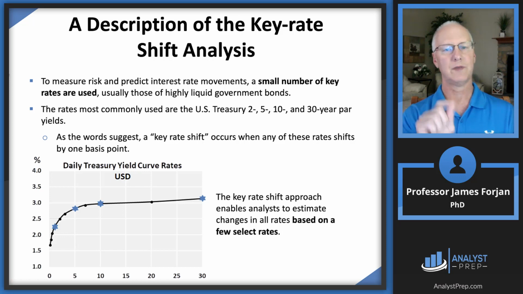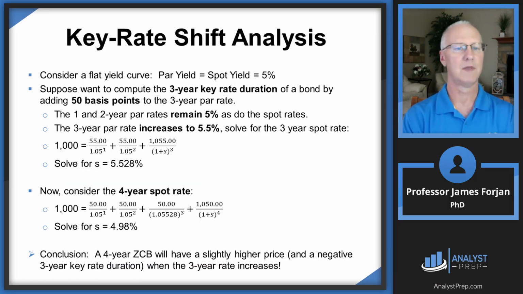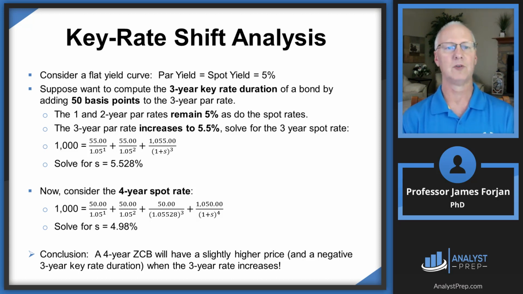So we're going to shift that year 3, that key rate, upwards by 50 basis points, but we're leaving everything else constant. So that's why I have the next bullet point there, that the 1 and the 2-year par rates remain at 5%, as do the spot rates. The 3-year par rate is going to increase to 5.5%. So what we want to do is solve for that 3-year spot rate.